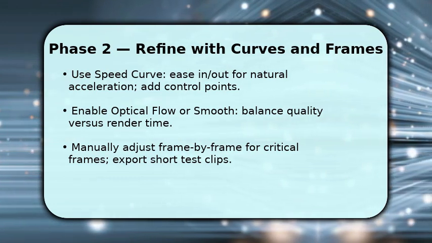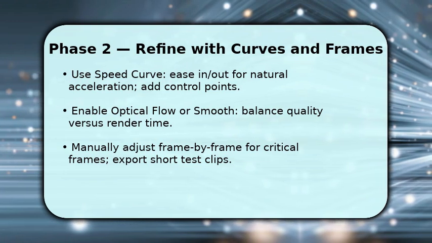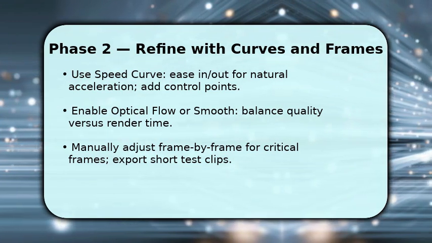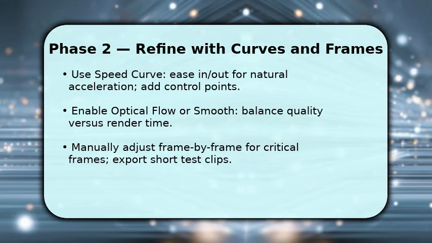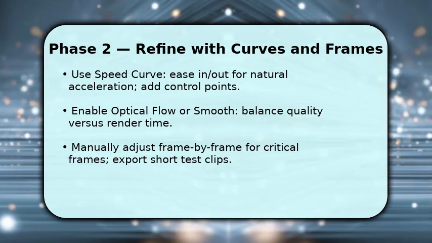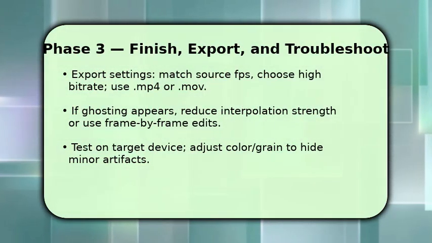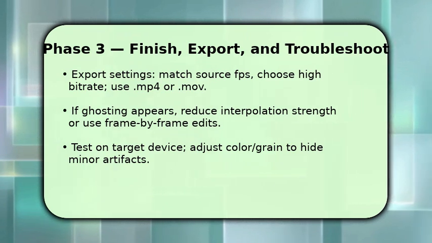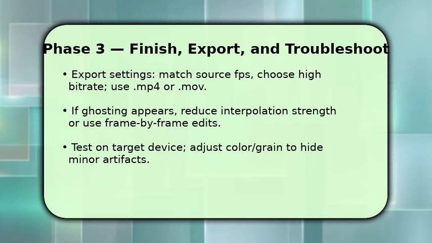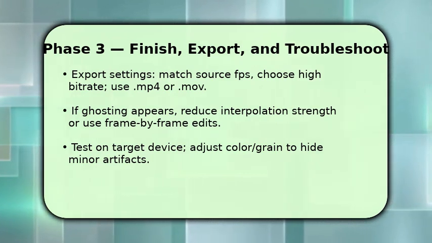If a particular frame still jitters, step through frame by frame and nudge clips or add micro speed adjustments. Export a short test clip to verify quality before processing the full project, so you catch issues early. Finish by exporting with settings that match your source FPS and a high bitrate, because this preserves the smoothness. Choose MP4 or MOV depending on your delivery.